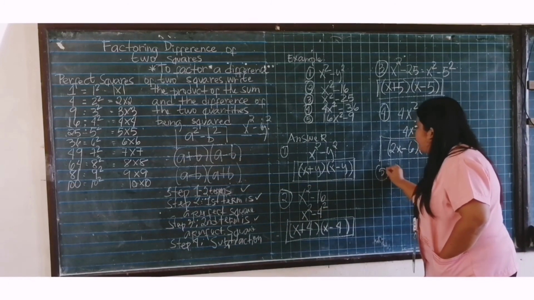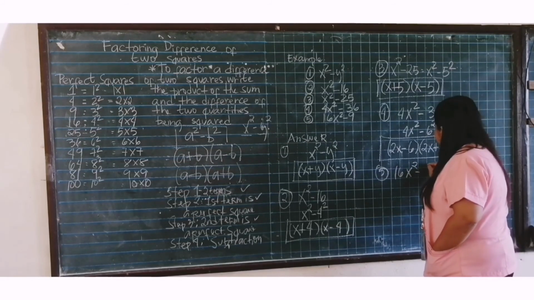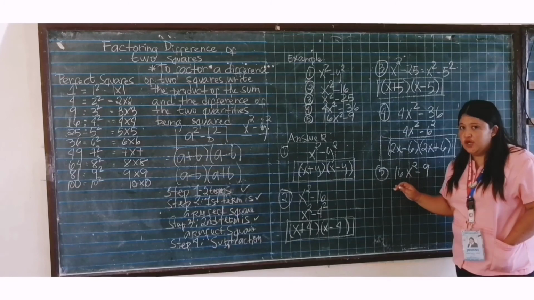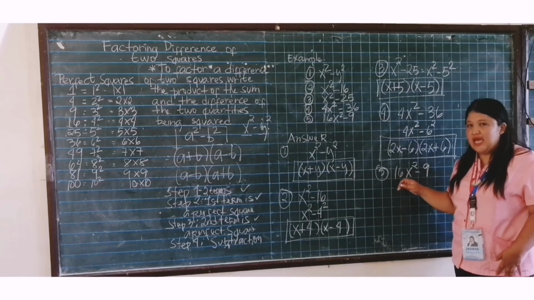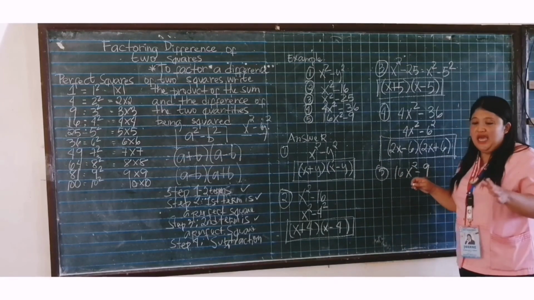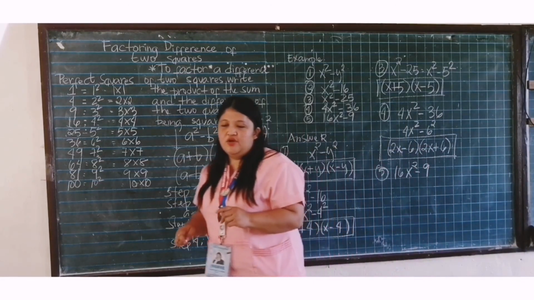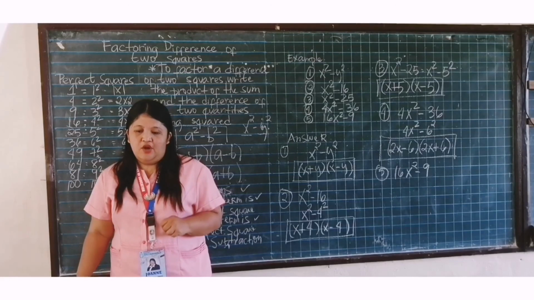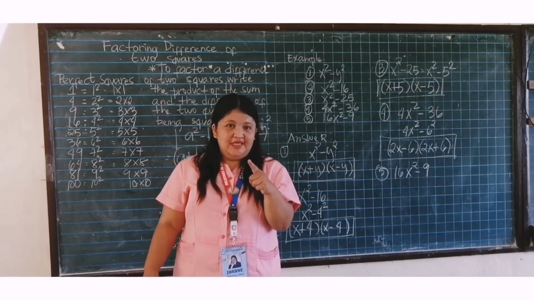Our example number 5: 16x squared minus 9. I will not show you the solution here, but instead, you try to solve 16x squared minus 9. If you get the correct answer, I can tell that you already understood our topic for today. So, please get the answer and give it to me after our lesson.